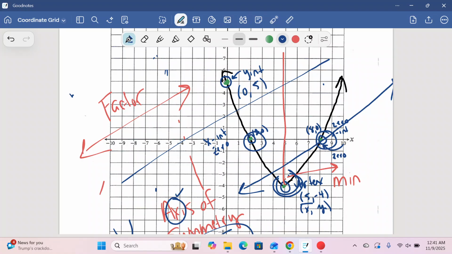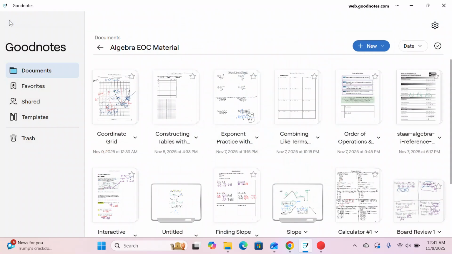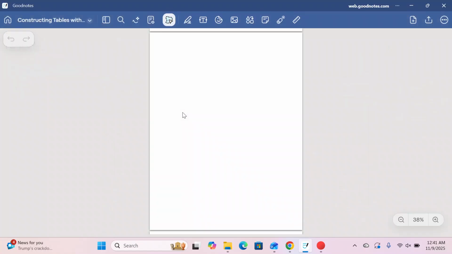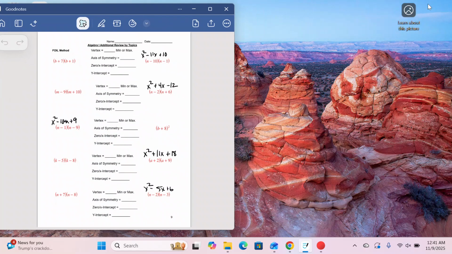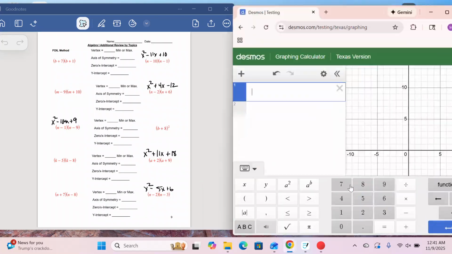So I'm going to transition to a couple of practices on Desmos so we can see how easy it is to graph a quadratic, which is a parabola. Let me switch over to Desmos. I'm going to go to this worksheet, split screen this, and then get my Desmos out and split screen the Desmos.